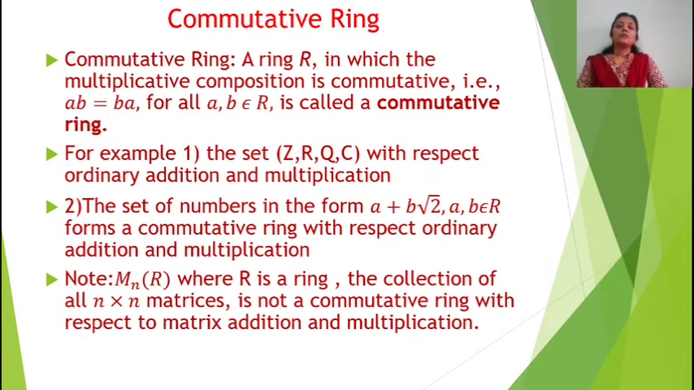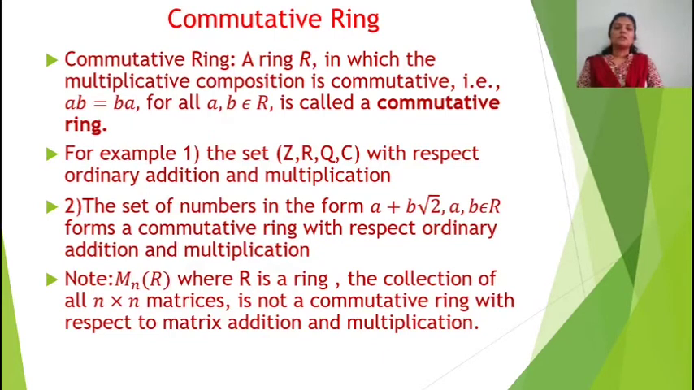First one, commutative ring. A ring R in which the multiplicative composition is commutative, that is ab = ba for all a, b element of R, is called a commutative ring. With respect to addition, R is an abelian group. Now we have to check an additional condition of the group property in multiplication. So first we are checking the commutativity property. If it is commutative, the ring is called a commutative ring.